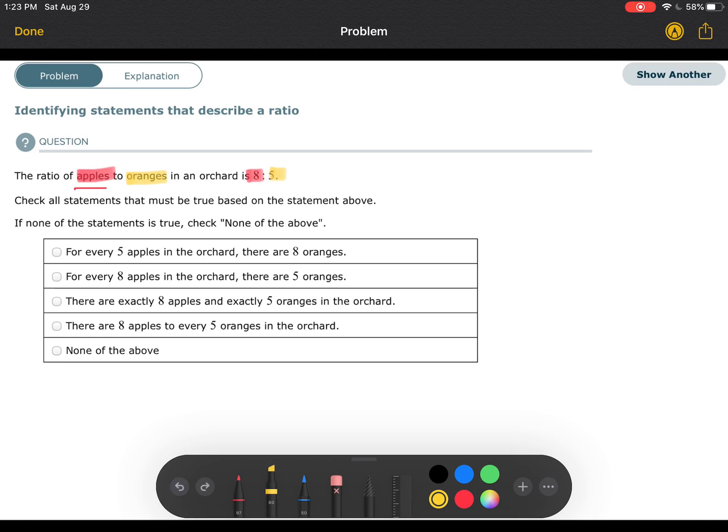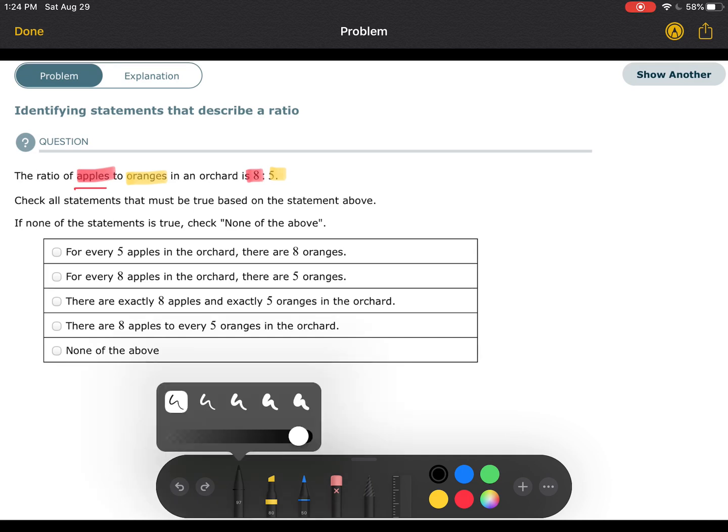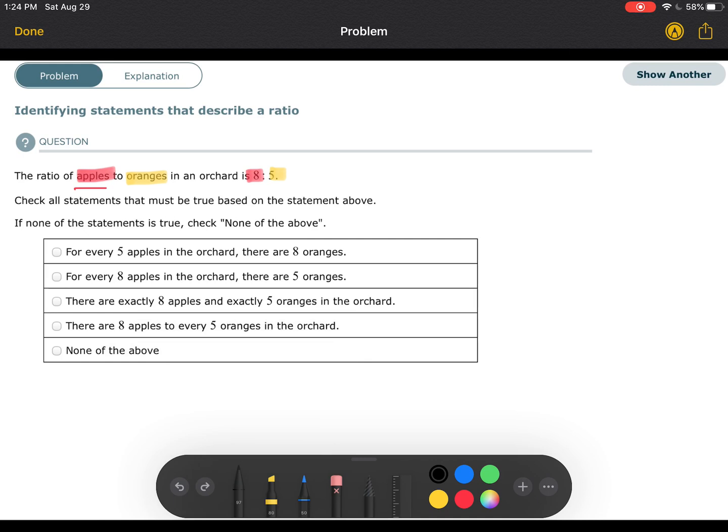Okay, so when you look at this question, you need to make sure that you're reading it correctly, where it says apples to oranges is 8 to 5. Make sure that you're understanding that there are 8 apples and 5 oranges in an orchard. If you have to write that down, which sometimes I need to do, 8 apples, 5 oranges. If you need to write that down, do it.